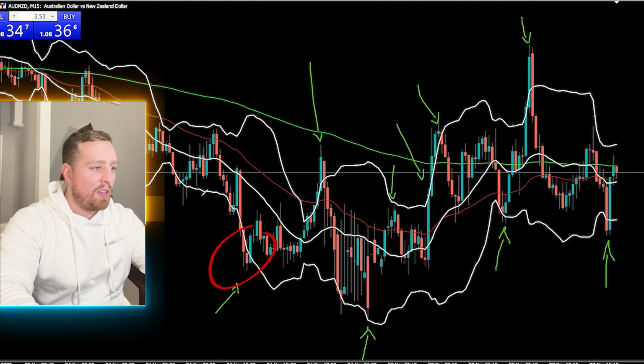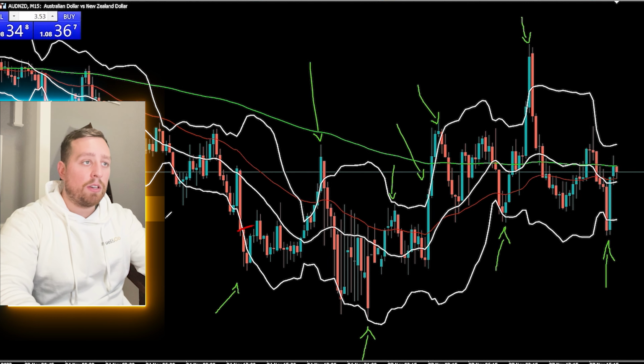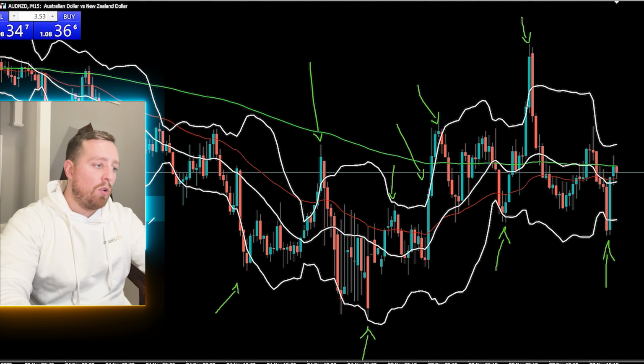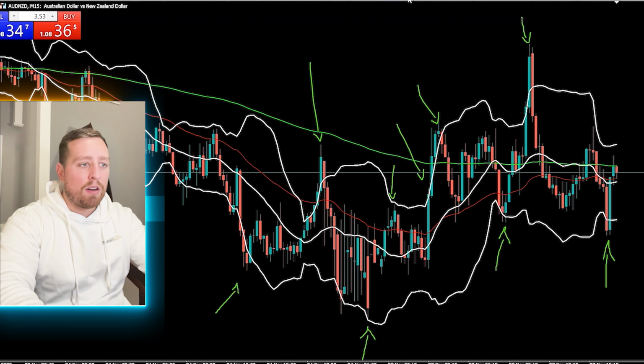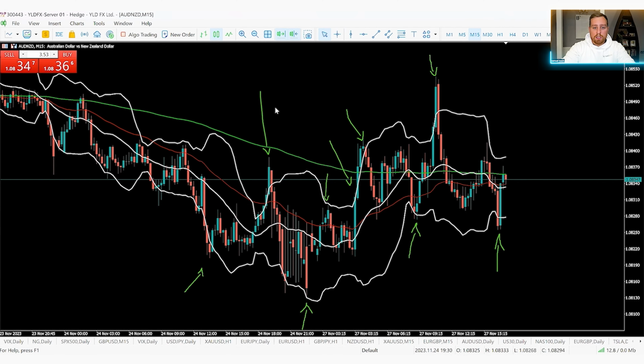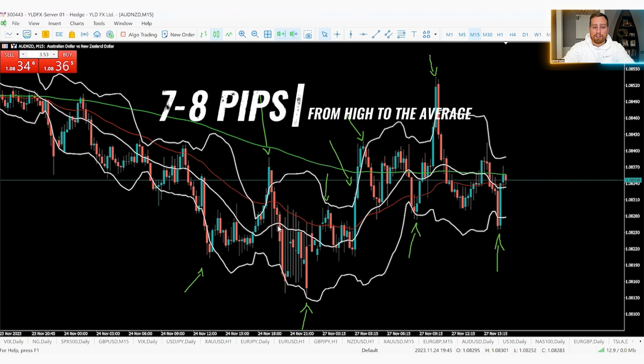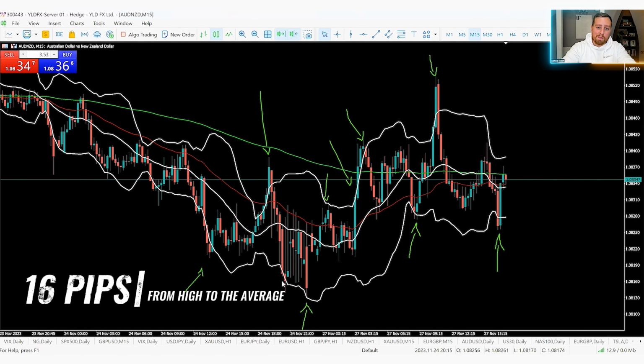But making sure that your trades win is the tough part when you're using the likes of Bollinger Bands, because ultimately these moves may not be big enough to excite you. For example, you can see here that because we're on such a low time frame, the price increment from moving from high to the average is only 7 to 8 pips. If you're to go all the way to the other side, it's 16 pips.